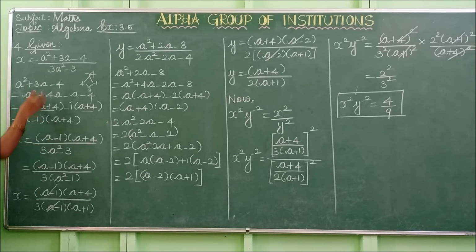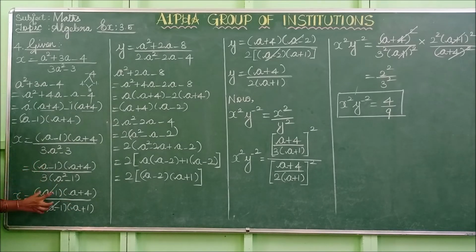So you can apply this in x. x is equal to, instead of the numerator, you can write the factors a minus 1 into a plus 4. In the denominator, you have 3a squared minus 3. Take 3 as common. If you take 3 as common, what is the remaining term? a squared minus 1. This is in the form of a squared minus b squared. 1 can be rewritten as 1 squared. So a squared minus 1 squared is nothing but a minus 1 into a plus 1.